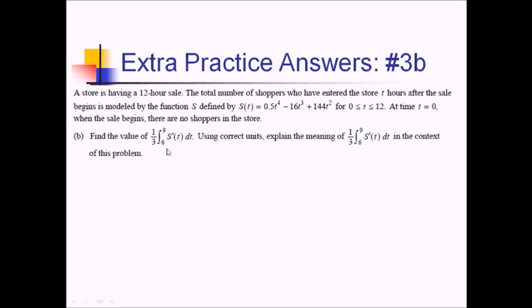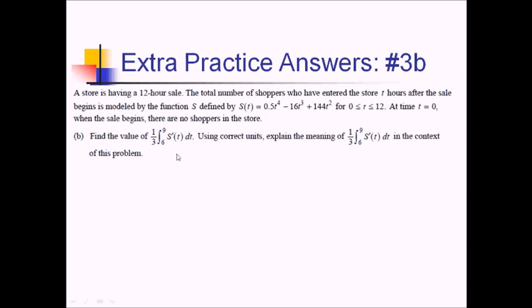You know the antiderivative of s prime of t. It's just s, which is up here. So you could just do 1/3 times s of 9 minus s of 6, and that would get you an answer. But I'm going to take the long way around and define s prime of t and then use it in here.